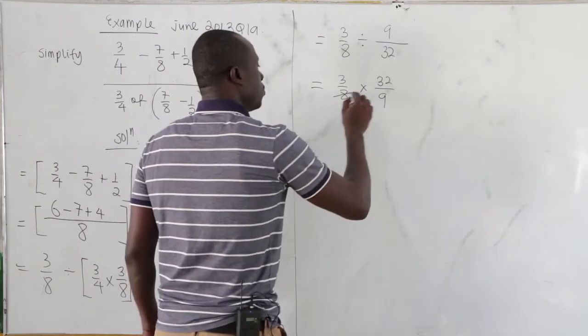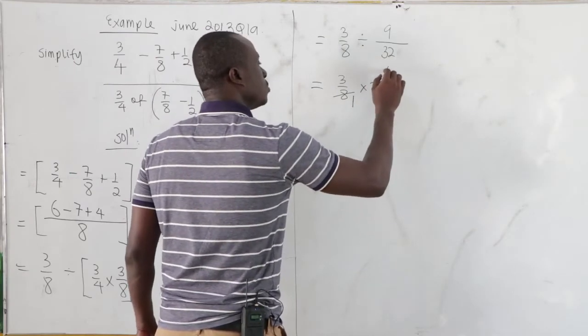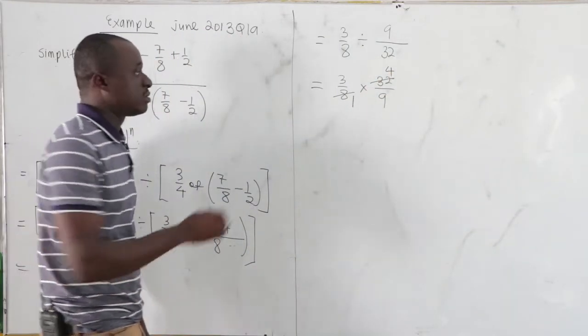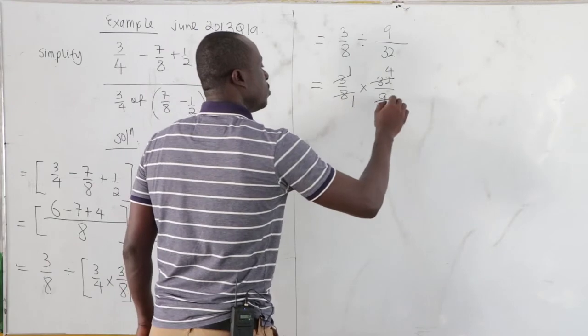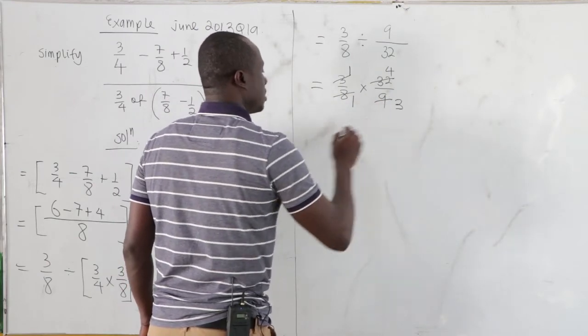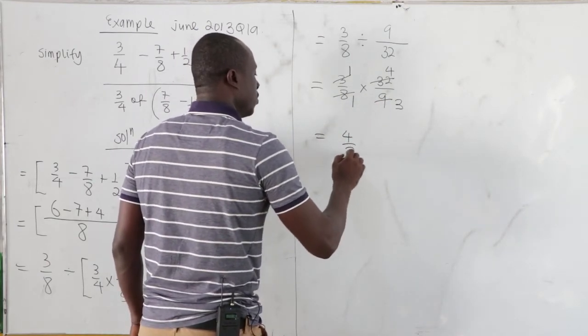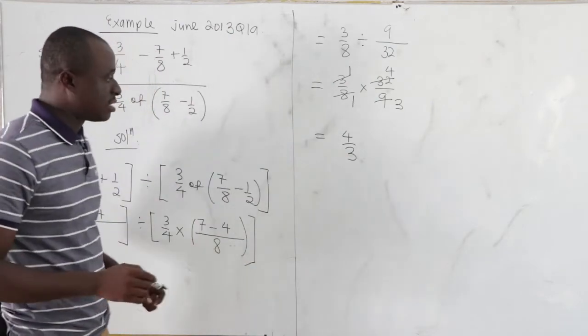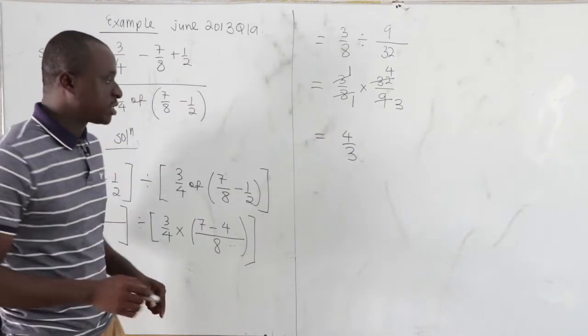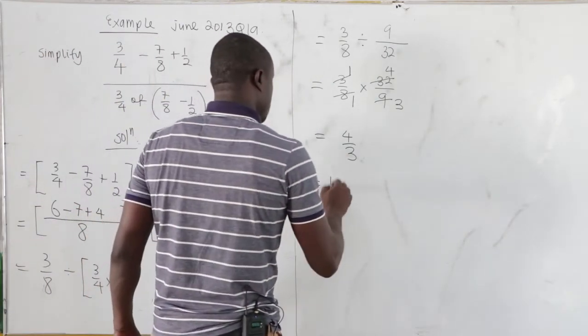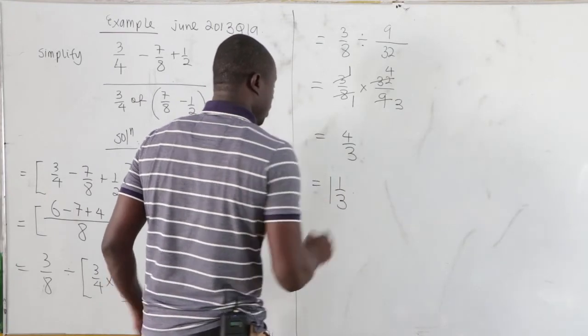Now 8 will go into 8 once, and 8 will go into 32, that is 4 times. Now 3 will go into 3 once, and 3 will go into 9, that is 3 times. So what do you have? 4 over 3. Don't leave your answer like this, leave it as a mixed fraction. 3 will go into 4 how many times? So the whole number is 1, and 1 all over 3.